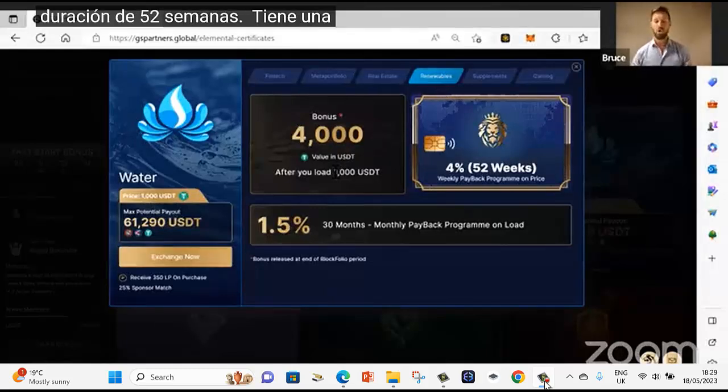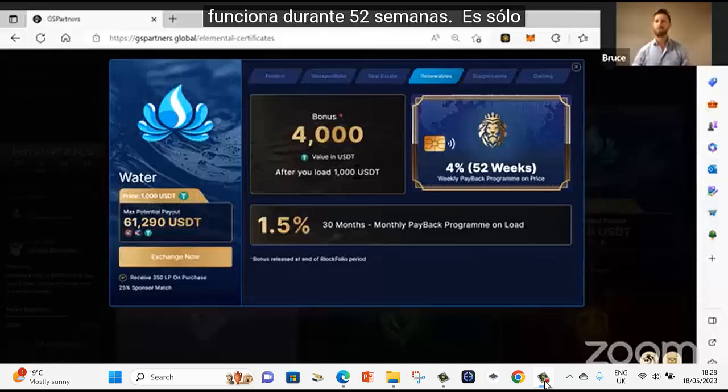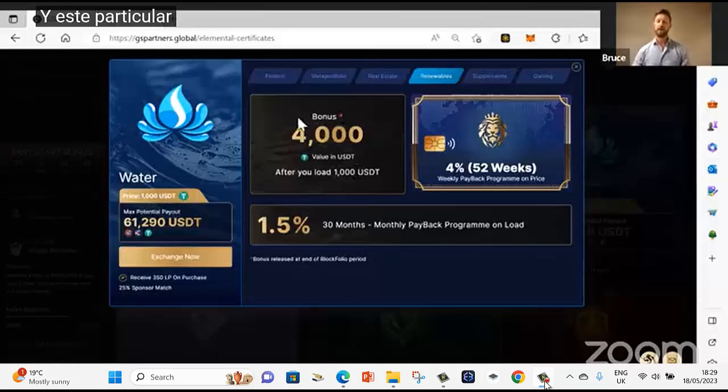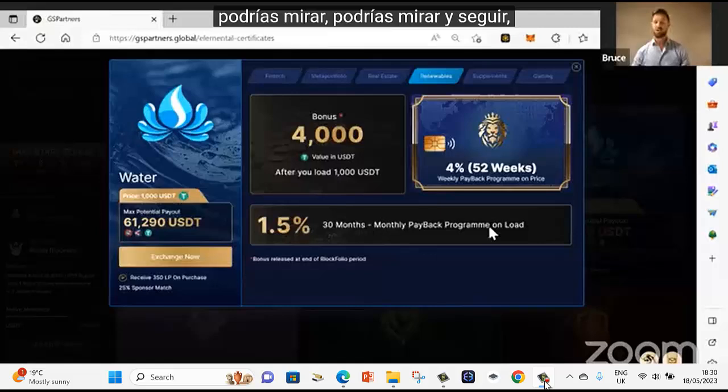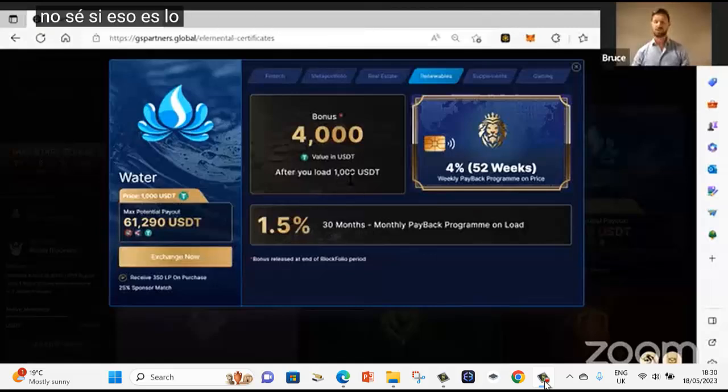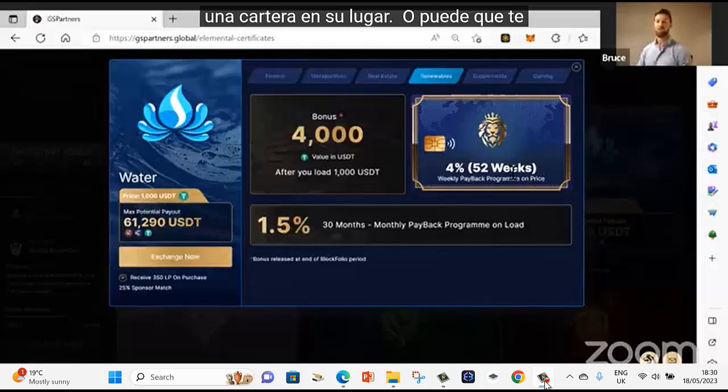Let's have a look at renewables. If you choose to load 1,000 USDT into renewables, it will unlock a bonus at the end of the bonus period of 30 months. It will unlock 1.5% for that 30 months on the load of 1,000, and it will unlock your 4% weekly payback program on the price for 52 weeks.